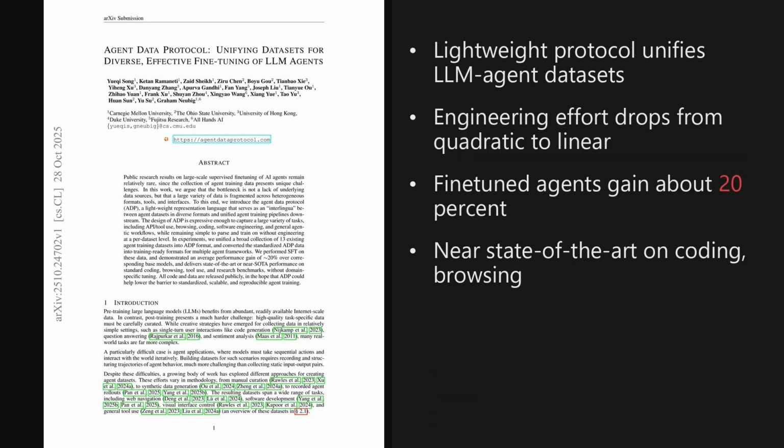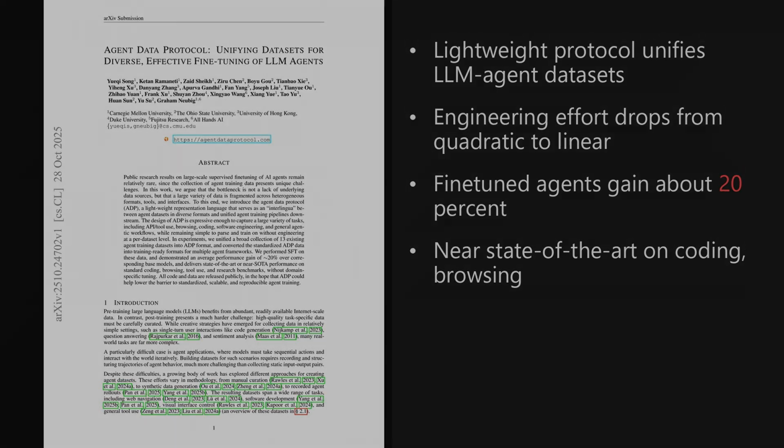I'm Alex. Today we're looking at a paper trending on X, published on October 28, 2025, about 4 days ago. This paper introduces the Agent Data Protocol, a lightweight interlingua that unifies fragmented agent datasets and, when used for supervised fine-tuning, delivers roughly 20% average gains over base models, with highlights like SWE-bench Verified jumping for Qwen2.5-7B from 0.4% to 20.2%. The paper is titled Agent Data Protocol: Unifying Datasets for Diverse, Effective Fine-Tuning of LLM Agents. And as we'll see later, the implications for model training are quite significant.